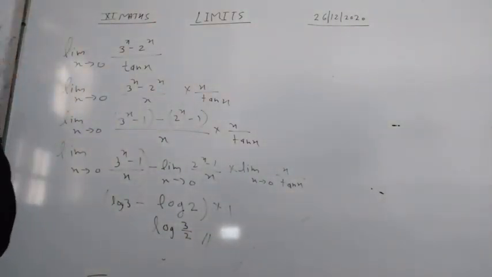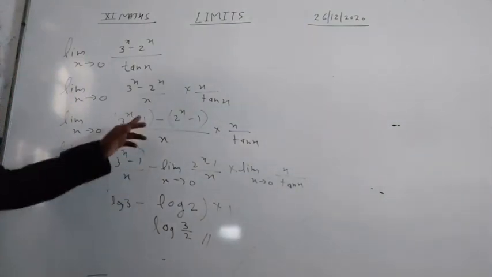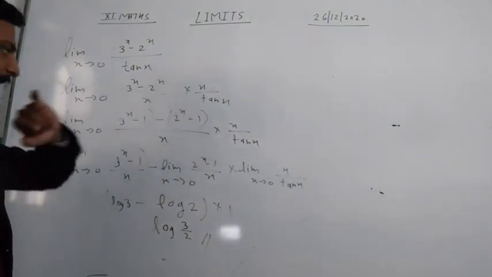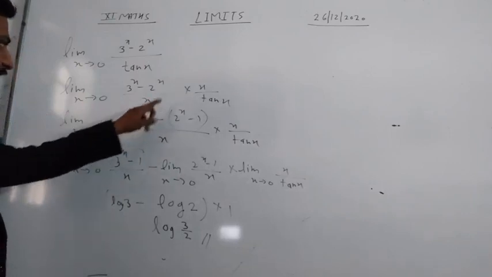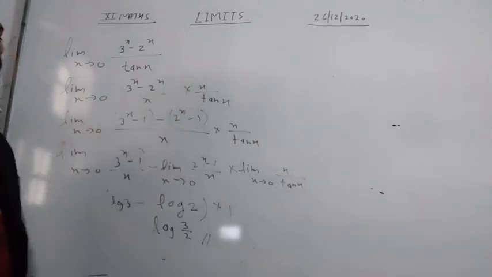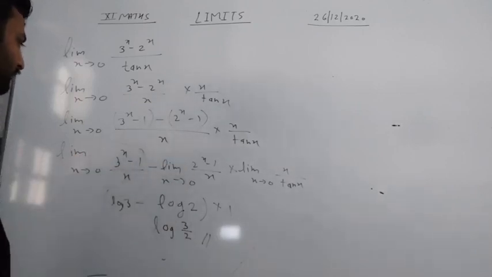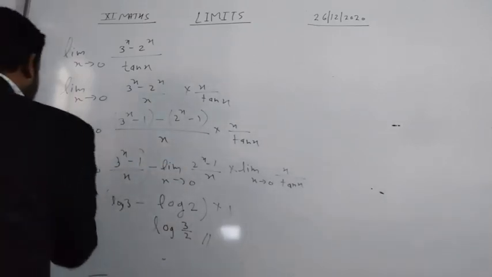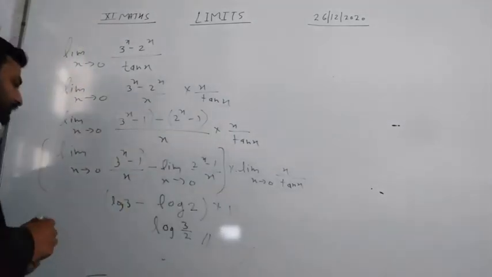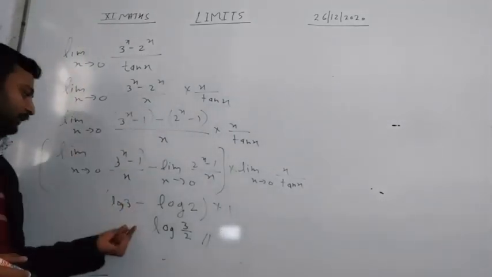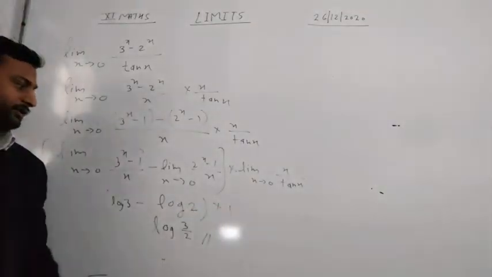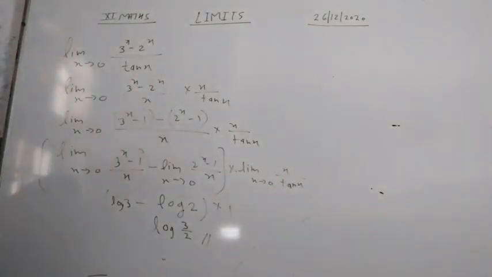I hope you understand, students. What we have done, we have taken minus 1 here, and this is our x, and we are dividing and multiplying and taking limits separately to each term. We are getting that this is our log 3 and this is log 2 and this is into 1. So this is log 3 by 1. I hope you understand, students. Now we move to next question.